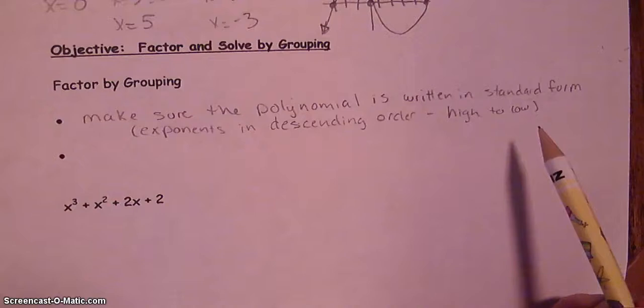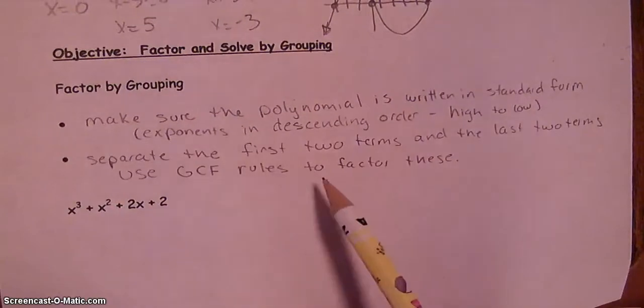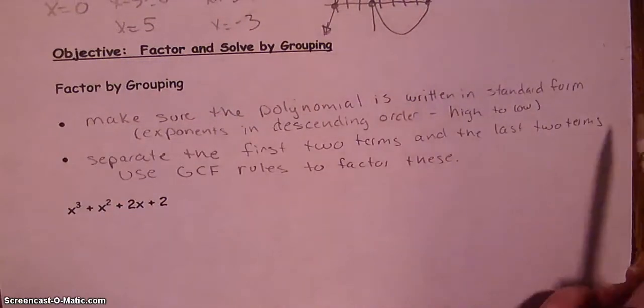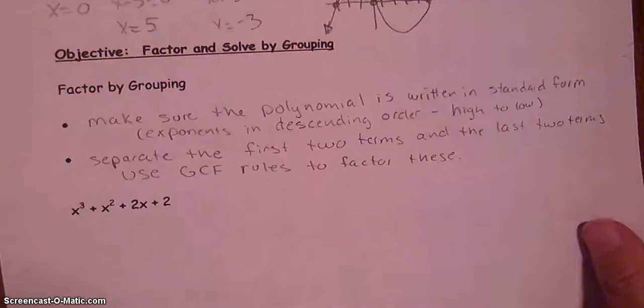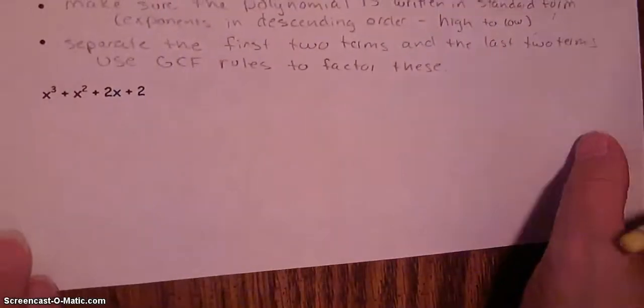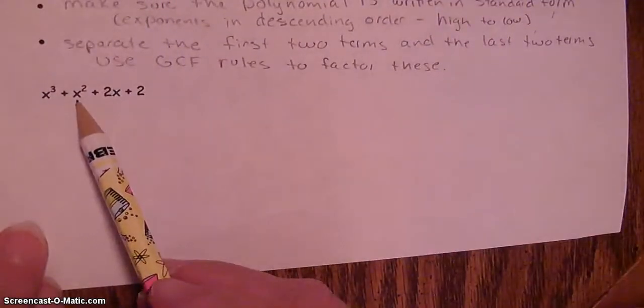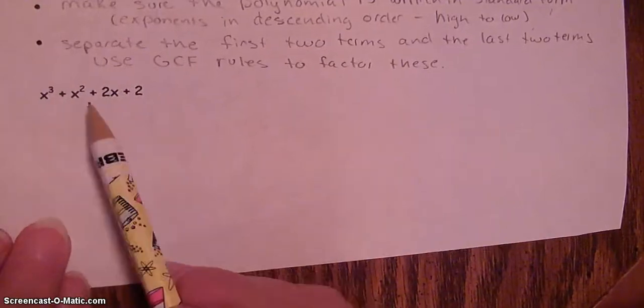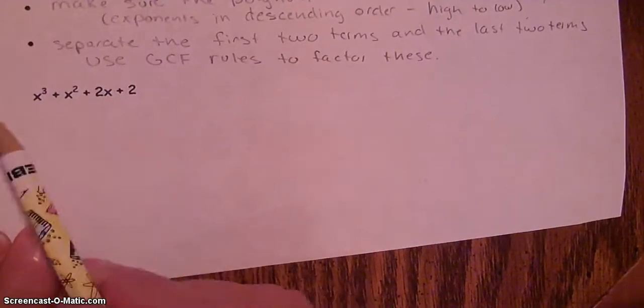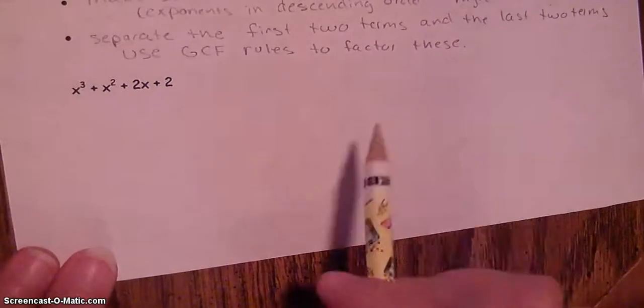So that's one thing you've got to make sure of before you do factor by grouping. The second thing is you're going to separate the first two terms and the last two terms, and then you're going to use the greatest common factor rules to factor these. So let's look at an example. I have x cubed plus x squared plus 2x plus 2. I have four terms. It's in standard form, so I can go ahead and try to factor this.